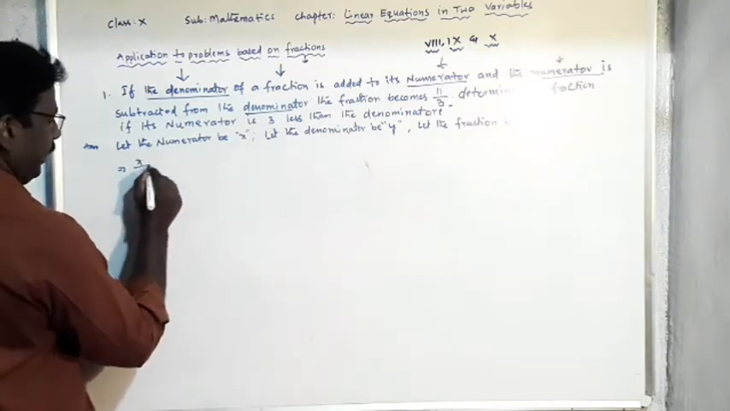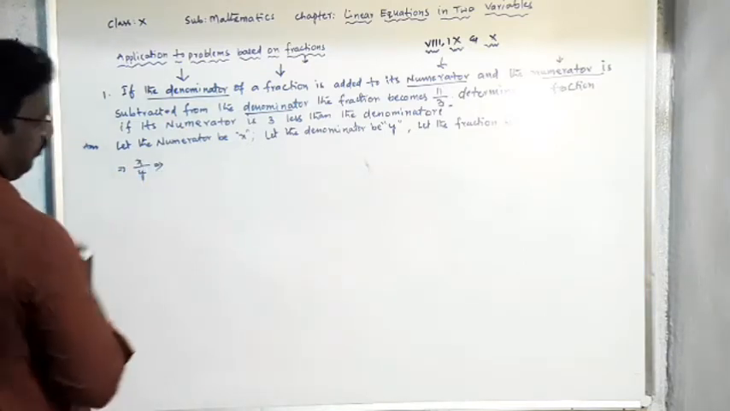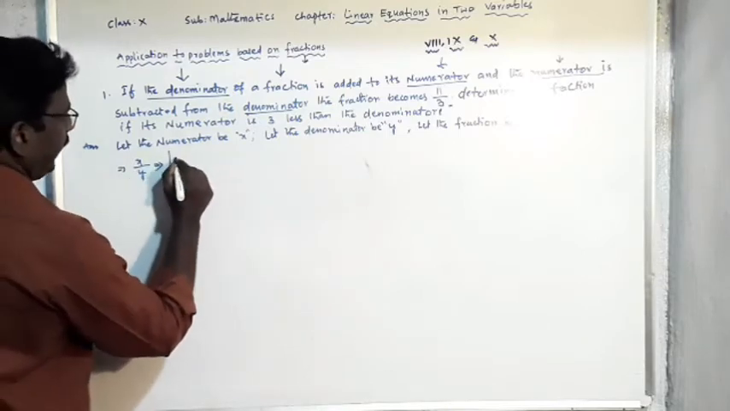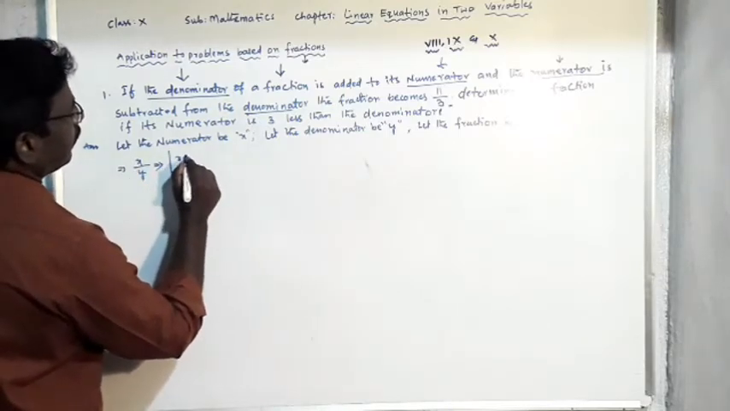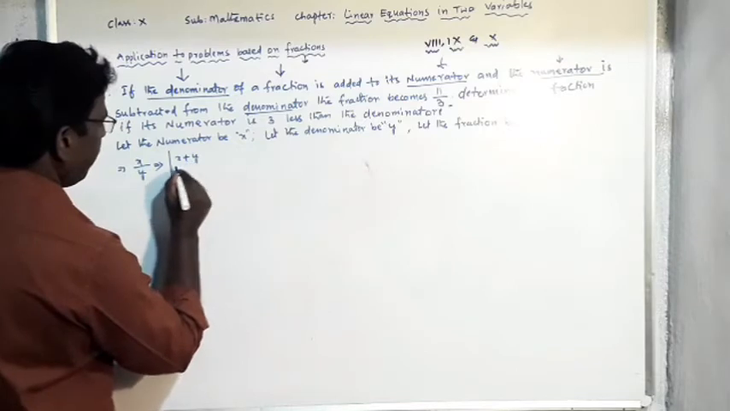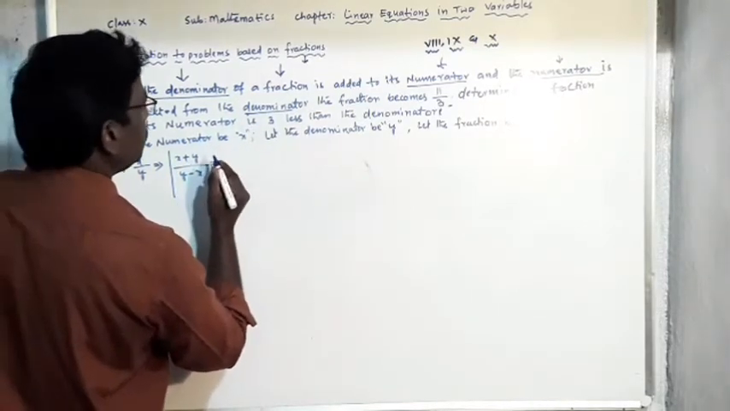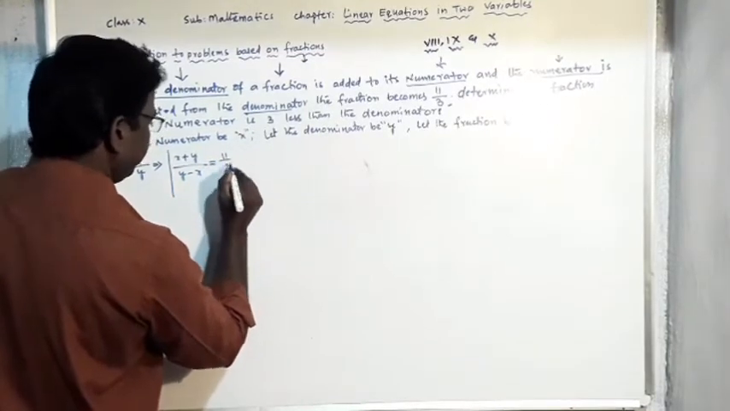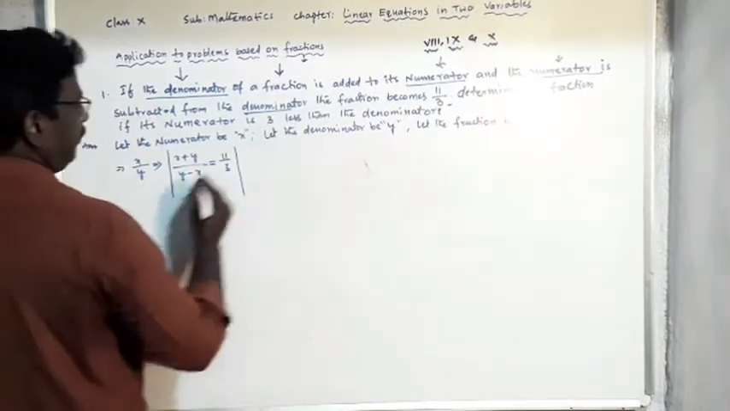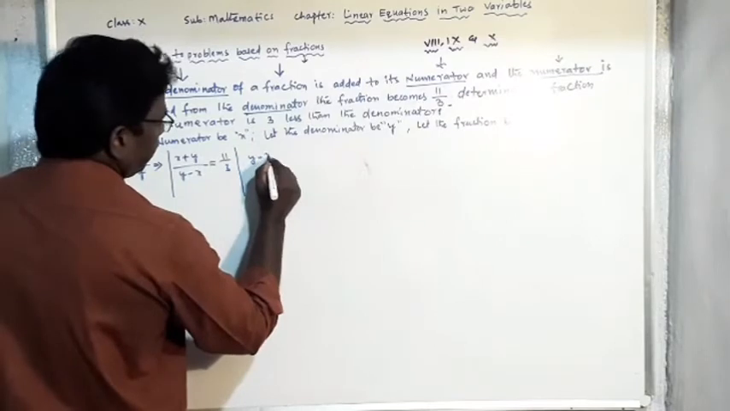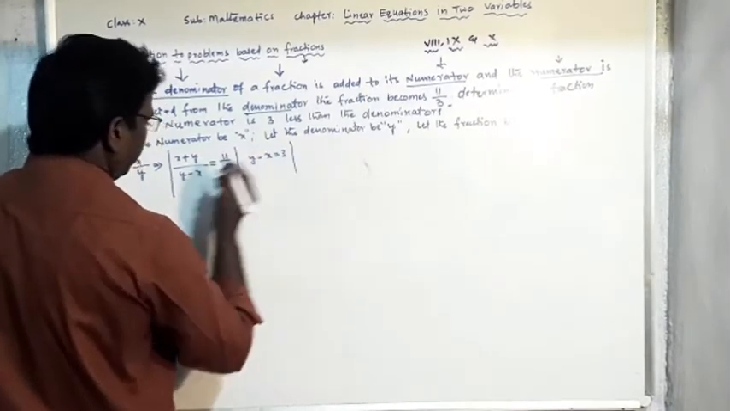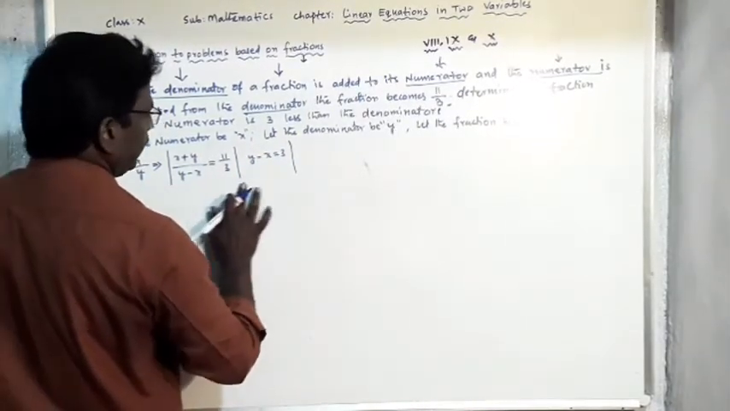This x by y is the required fraction. For this, x plus y by y minus x is equal to 11 by 3. Second condition, y minus x is equal to 3. These are the two conditions given.